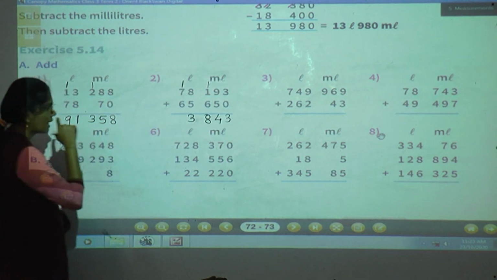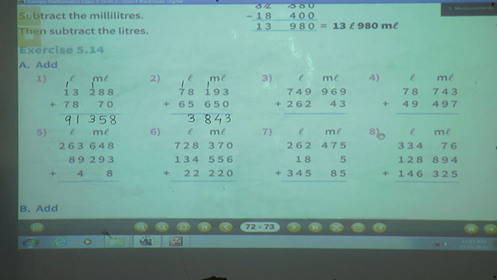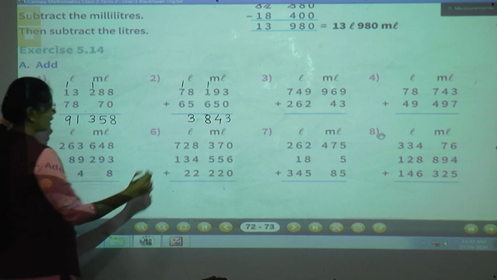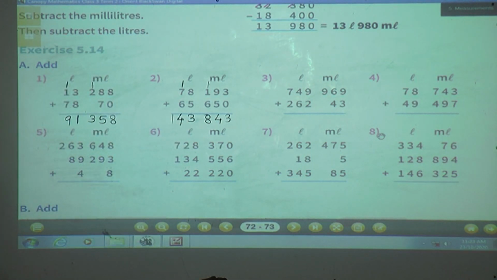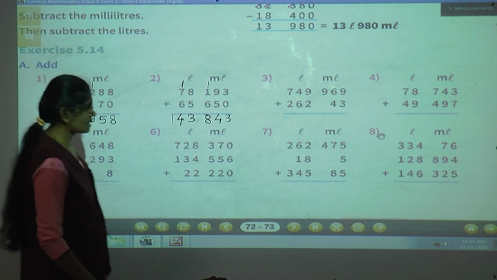So what will you write here? 3 and 1 as a carry. Then 1 plus 7, 8. 8 plus 6, correct, 14. So write here 14. So what is the answer? 143 liter, 843 milliliter. Okay. Next example.